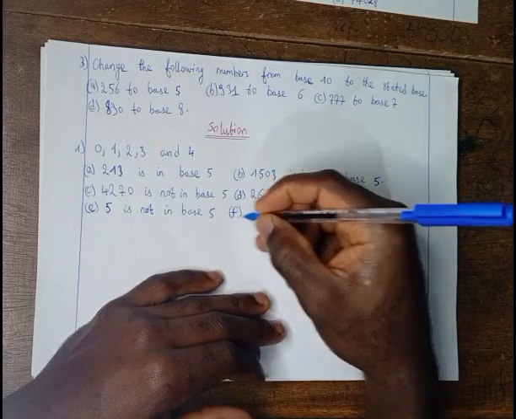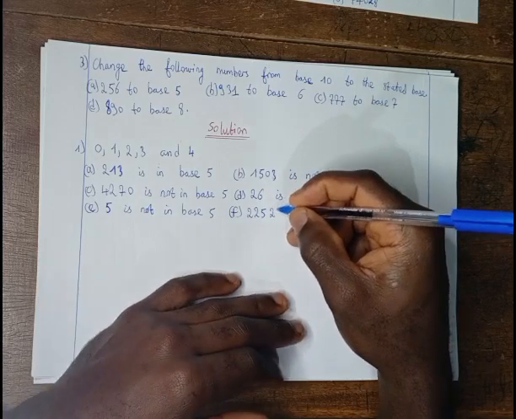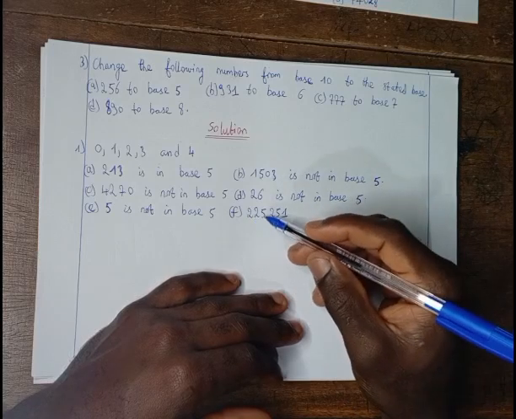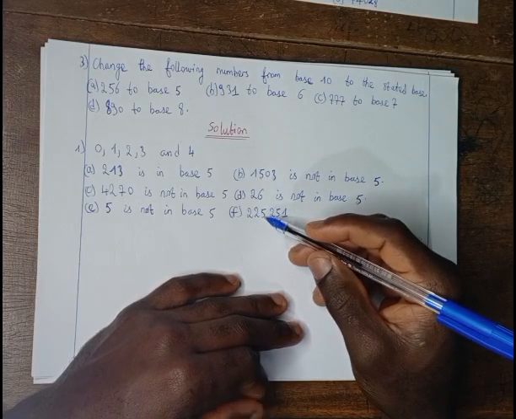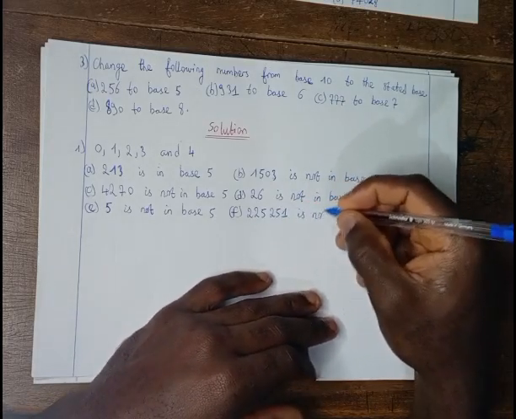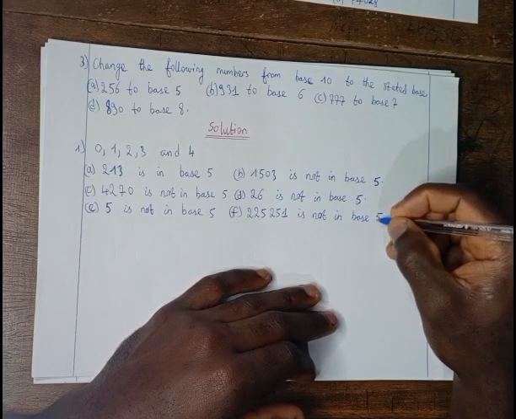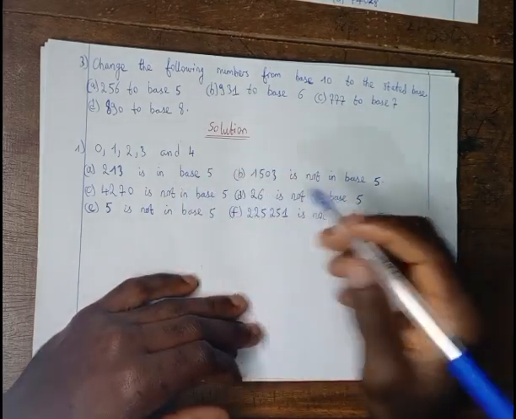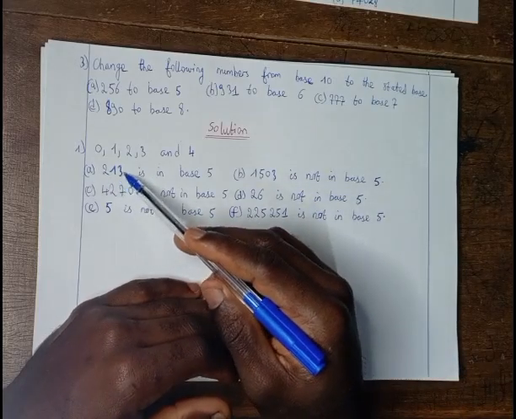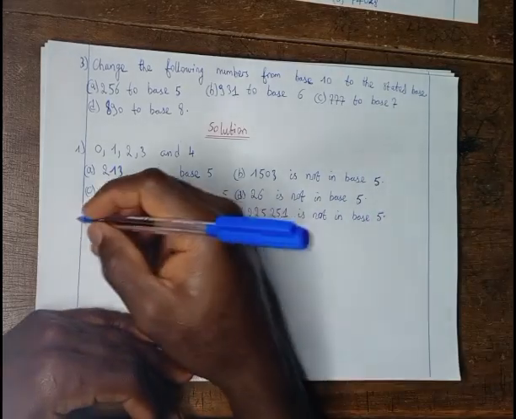For F, we have the number 225251. In this number, the digit 5 is being used twice. Therefore, this number is not in base 5. The only number which is in base 5 here is the first number, 213. All the other numbers are not in base 5.